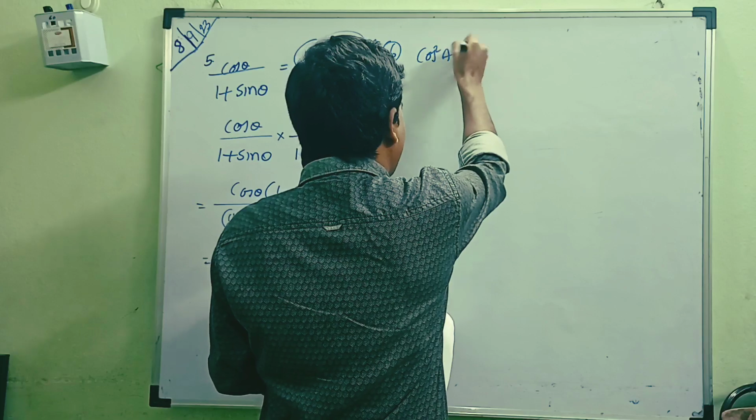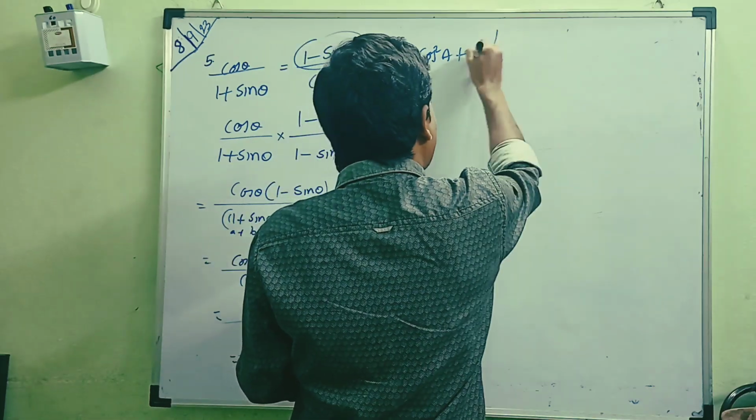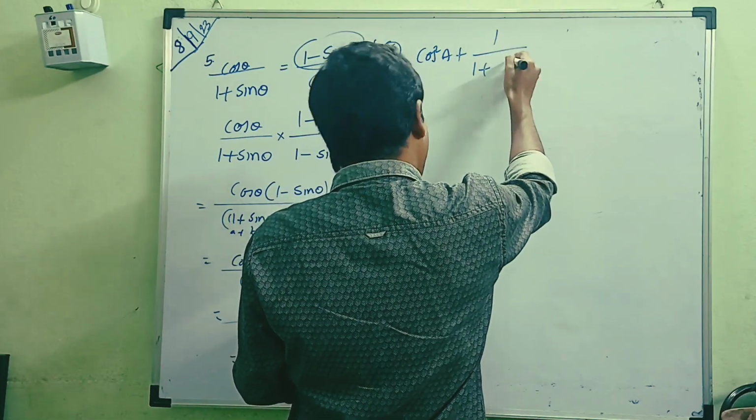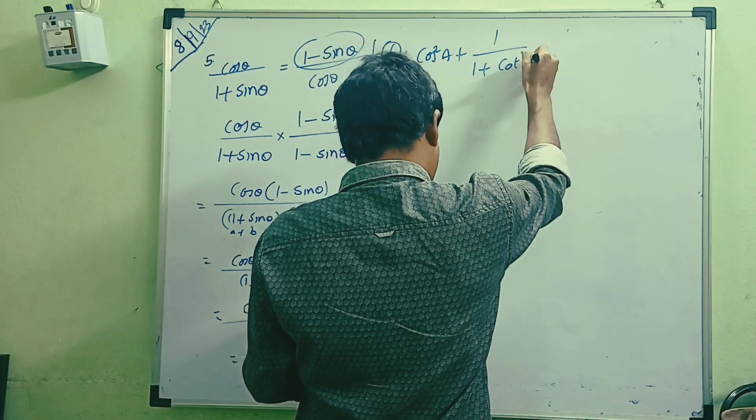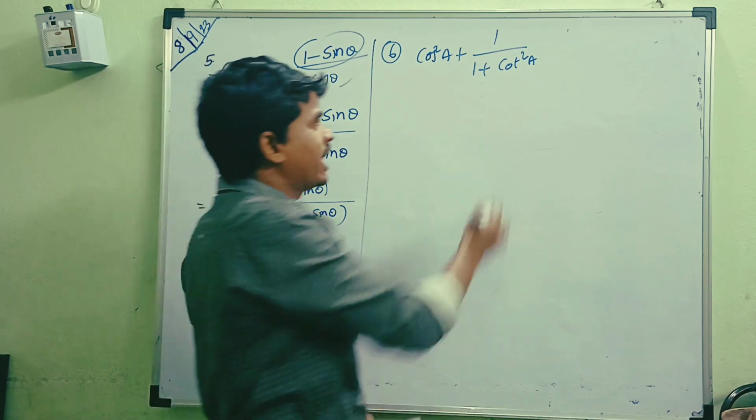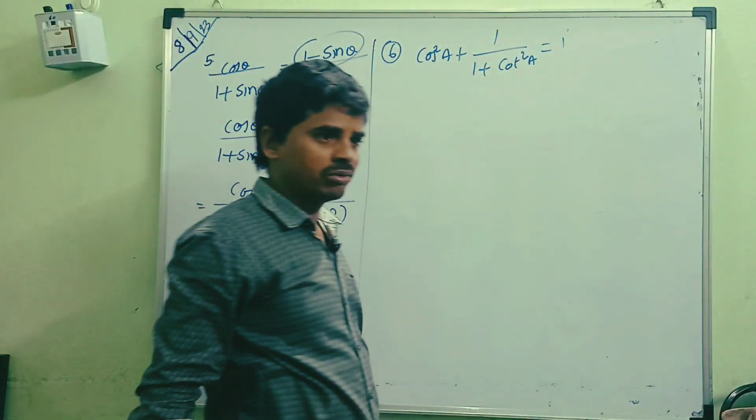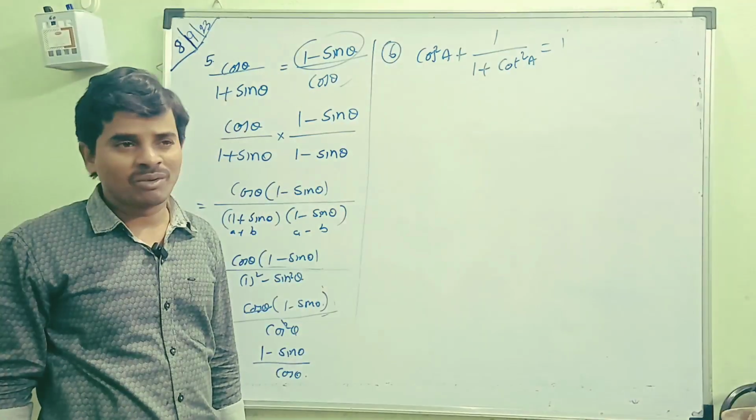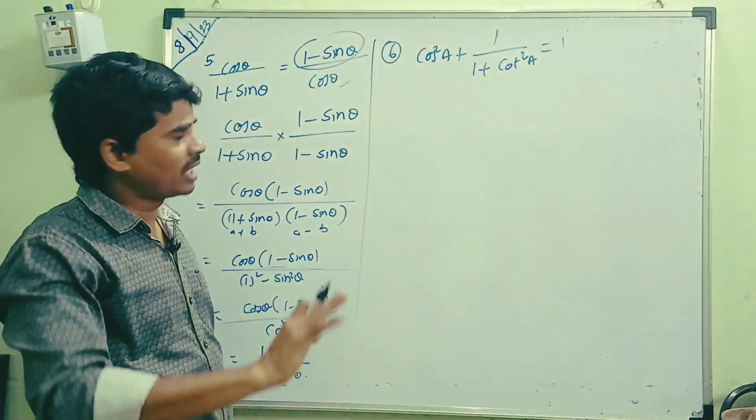Cos square a plus 1 by 1 plus cot square a. Cos square a plus, we should get 1. We need to get 1. So cos square should cancel, cot square should cancel, everything should cancel.